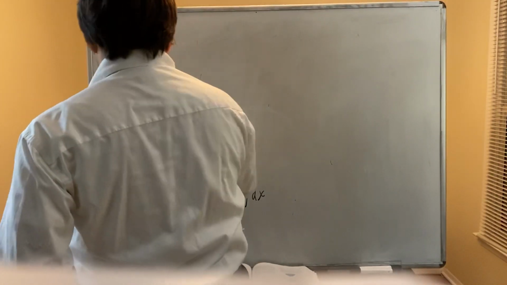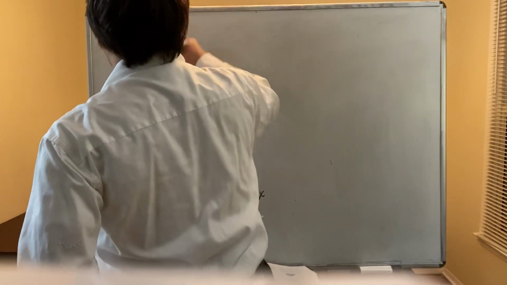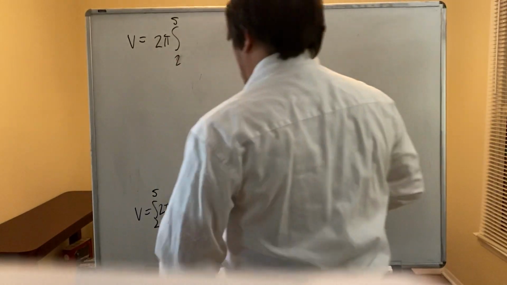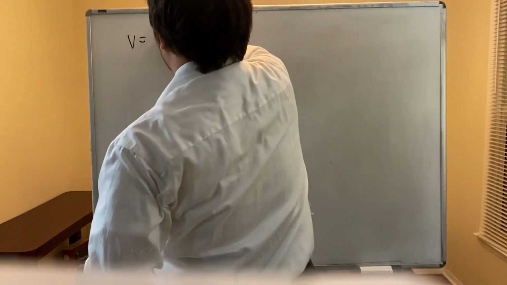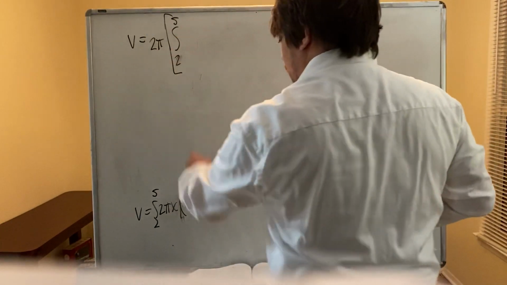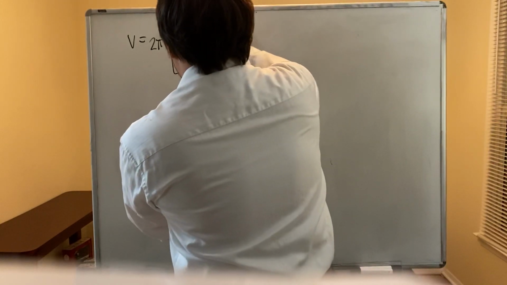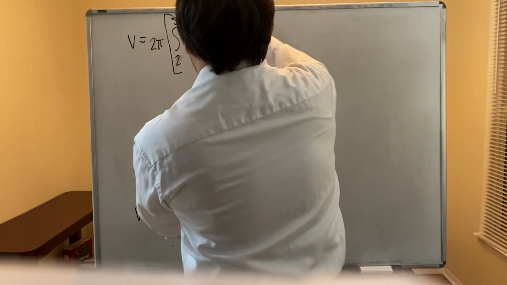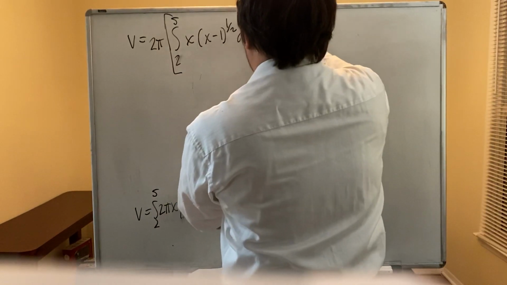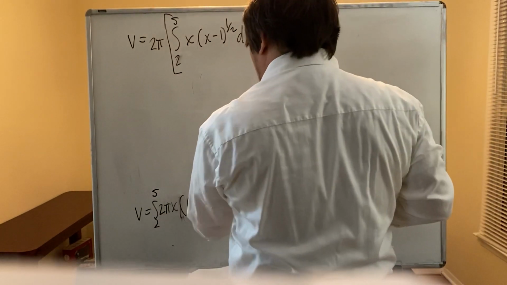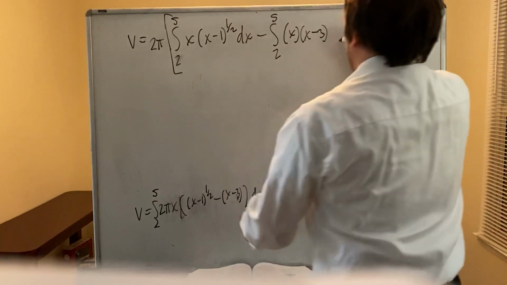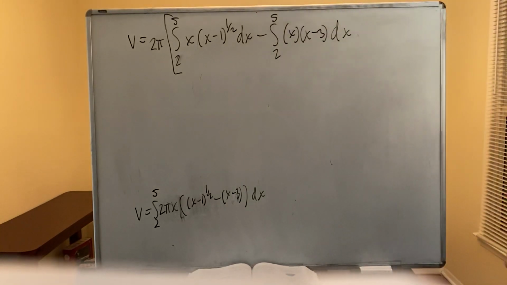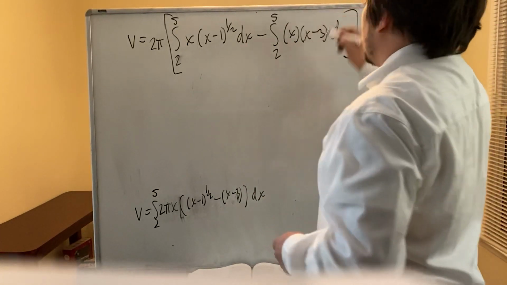So the volume is 2 pi times the definite integral from 2 to 5 of x. I'm factoring 2 pi out of everything. That's the integral from 2 to 5 of x times x minus 1 to the 1/2 dx, and I'm going to separate this into two terms, minus x times x minus 3 dx, which will be easy to calculate. It's this first one that is a little weird, but that one will be fine.